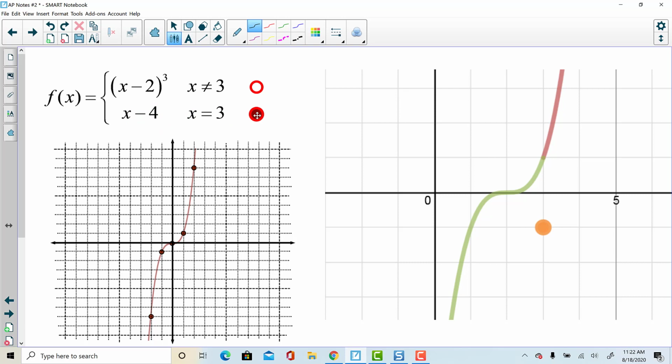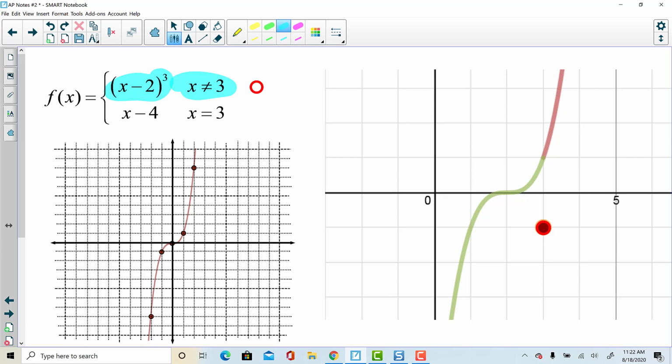Okay, I had this point ready. I'm going to go ahead and plug it in over here. Okay, how about when x is not 3? What does that mean when x is not 3? Well, that means everywhere else. So everywhere else, it's going to be the function x minus 2 to the power of 3.